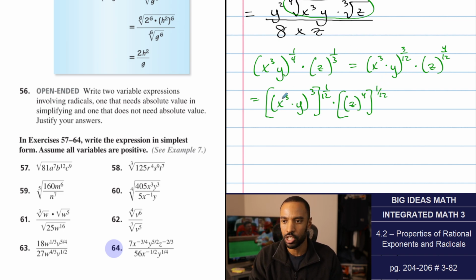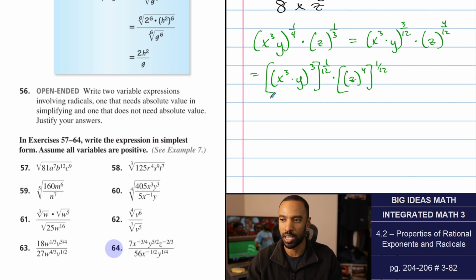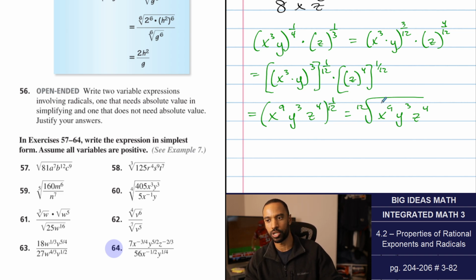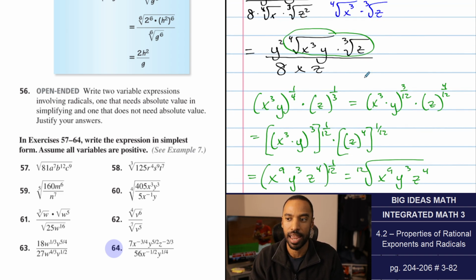And both these get cubed. X cubed gets cubed, which becomes x to the 9th. Y gets cubed, which becomes y cubed, that's raised to the 1/12. And z gets to the 4th power, which is also raised to the 1/12. So all those are raised to the 1/12, which is another way of saying the 12th root of x to the 9th y cubed z to the 4th. It depends on whether you're writing it as this version or that version. Anyway, now they're the same radical.